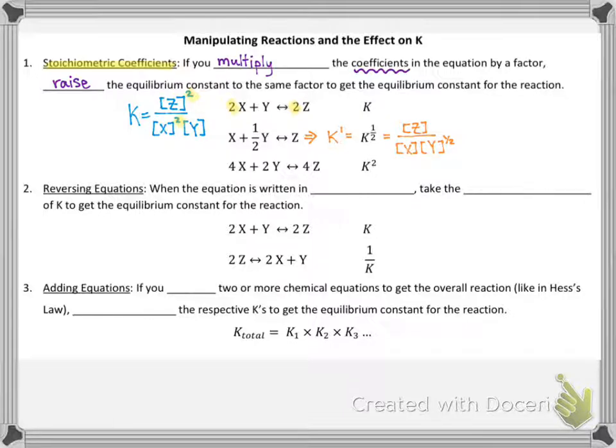I'm saying exponents a lot because people often confuse this with Hess's law. Remember, thermochemistry, you could look at enthalpy in delta H, multiply a reaction, multiply delta H by 2. It was the same thing. This is not the same thing. Equilibrium constants are a little bit trickier.